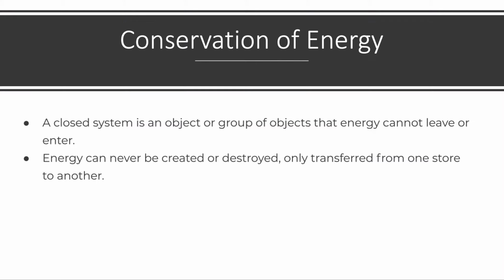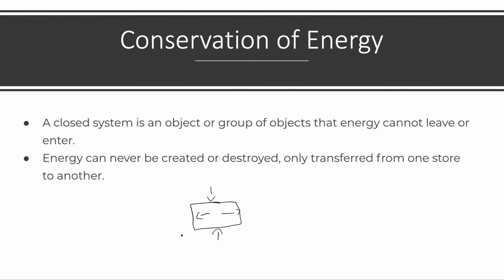So let's get started. A closed system is an object or group of objects that energy cannot leave or enter. So it's like a box surrounding it. Energy cannot leave and it cannot enter.